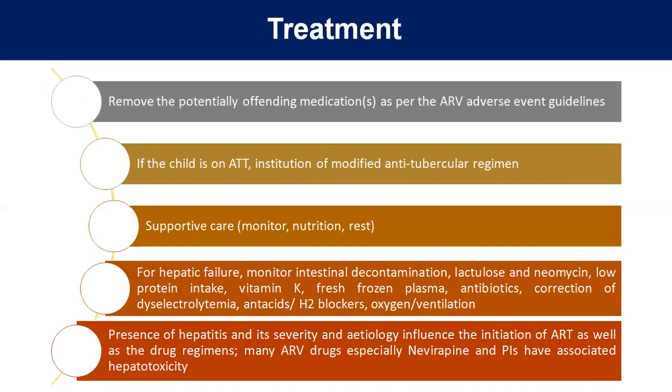We have to do intestinal decontamination. We have to give lactulose, neomycin, and a modified diet with reduced protein intake. We have to treat the coagulopathy with vitamin K and fresh frozen plasma. We have to treat any associated infection very aggressively with antibiotics, correct any dyselectrolytemia, give antacids, H2 blockers, oxygen, ventilation, depending on the status of the child.